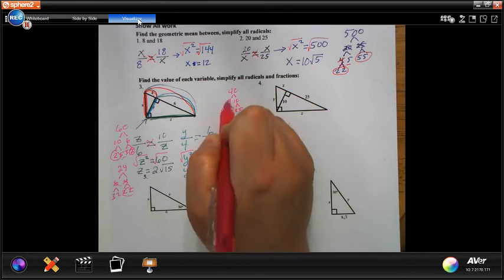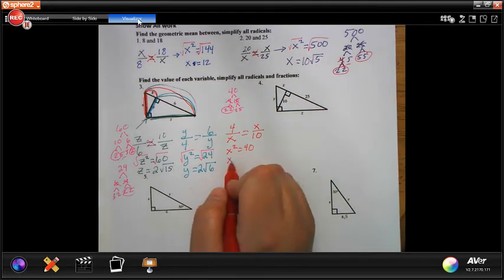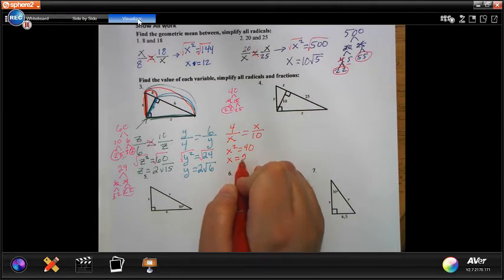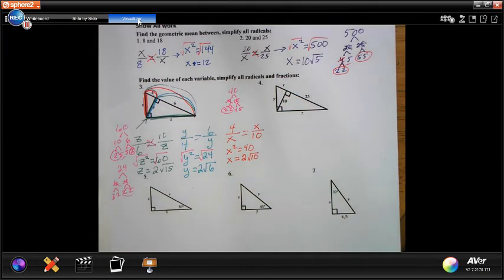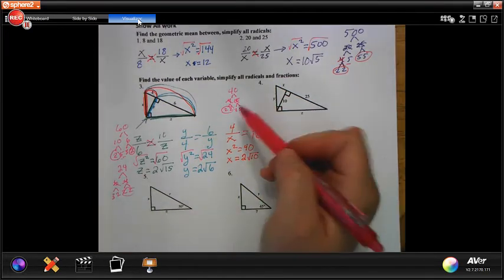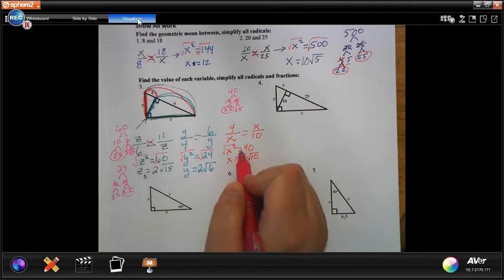Okay, pair of 2's break out. 2 and 5 left behind. So we get X equals a pair of 2's break out. 2 and 5 left behind, so 2 times 5 is 10. When you're putting them back together, you have to re-multiply them. I forgot to show my work here.